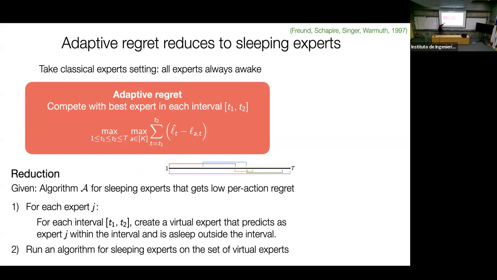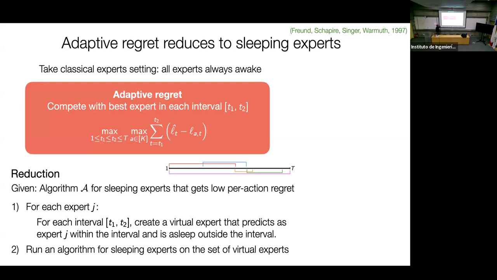Suppose that you have an algorithm that gets low per action regret for the sleeping expert setting that I showed before, right? So you can make calls to this algorithm. What I want to do is start with the classical setting where experts are always awake, and I would like to use this algorithm, which is more general. It can handle sleeping experts. If you think about it a little bit, this is a very natural thing to do.